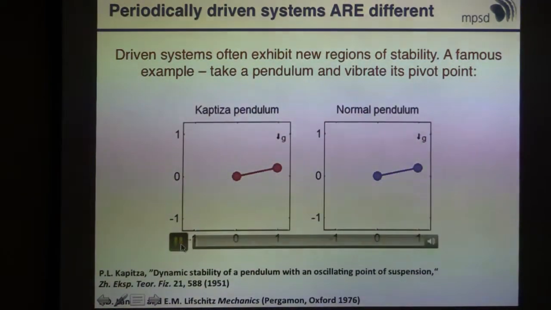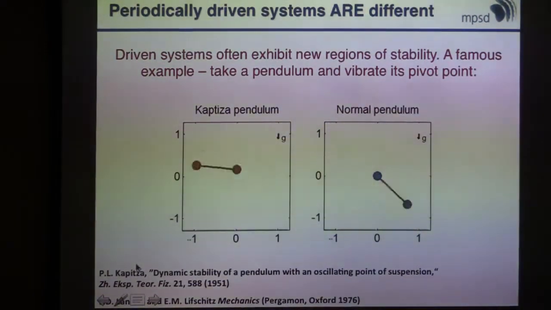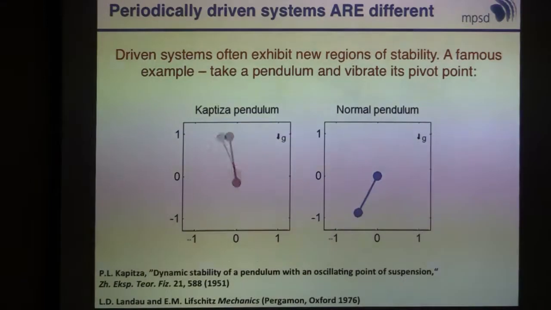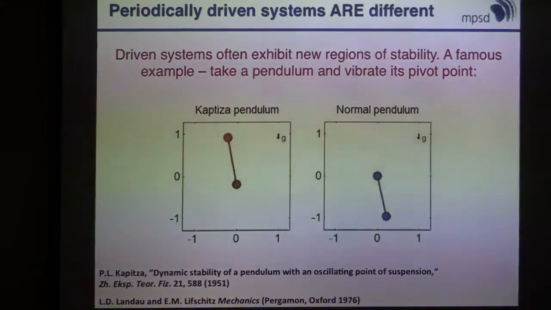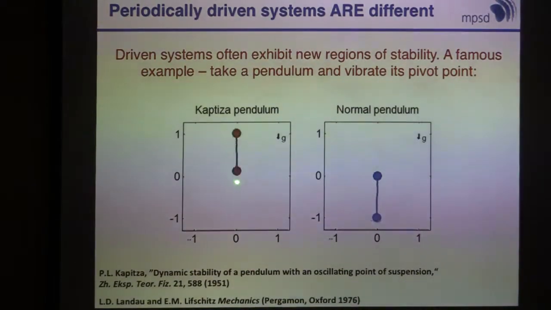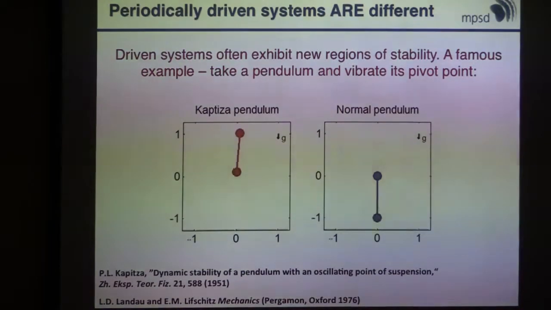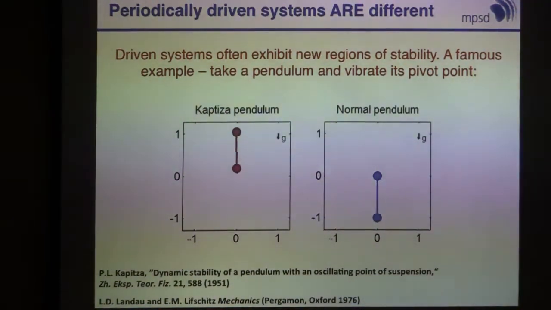This is the famous Kapitsa pendulum. So let's take here on the right-hand side a pendulum. We all know what a pendulum does. It has one stable position and one unstable position. But now I apply a time-dependent perturbation. And what I do is I shake the pivot point of the pendulum at a frequency that is high compared to the eigenfrequency of the pendulum.